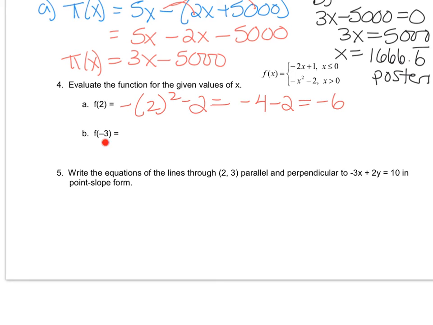And now for the bottom, negative 3. Is negative 3 less than 0? Yes. So we're going to plug that into the top piece. So we get 6 plus 1 is 7.